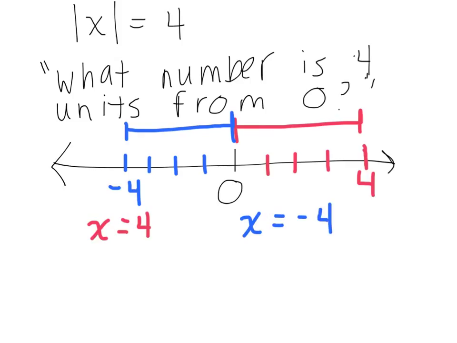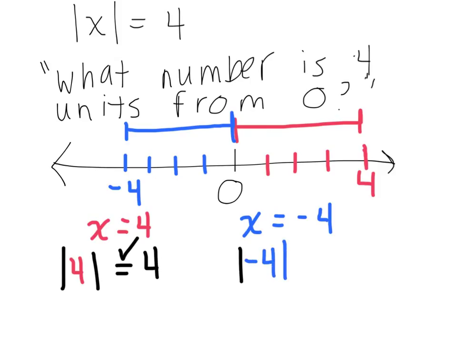To check our solutions, we can plug in x to our equation. So is the absolute value of 4 equal to 4? It is, so that works. We ask ourselves, is -4, when I take the absolute value, equal to 4? And it is. So we have two solutions. x can either be 4 or it could be -4.